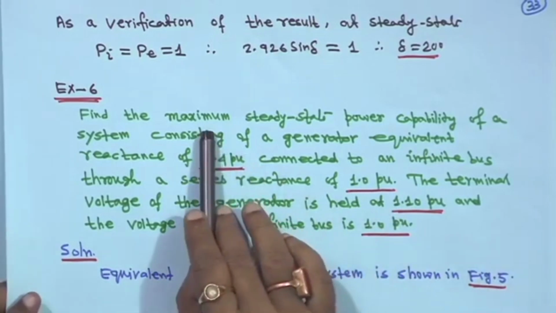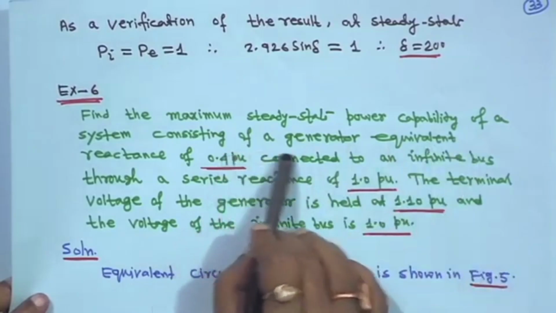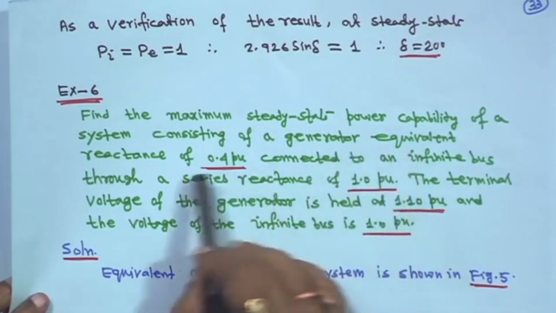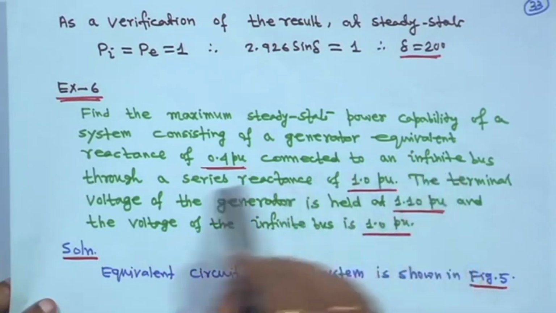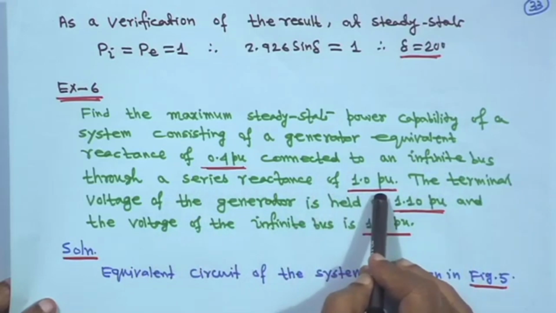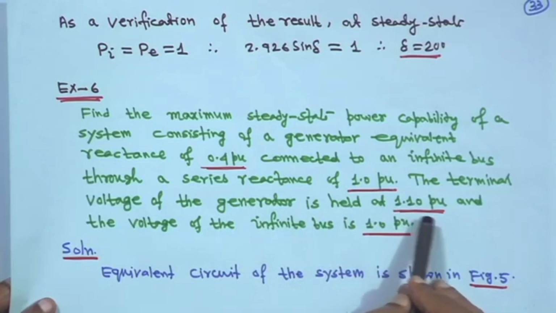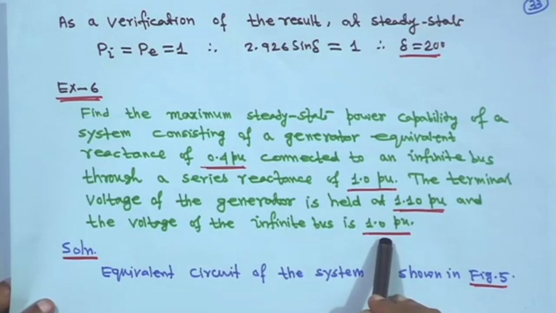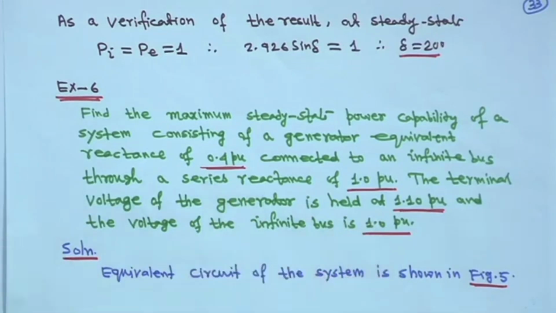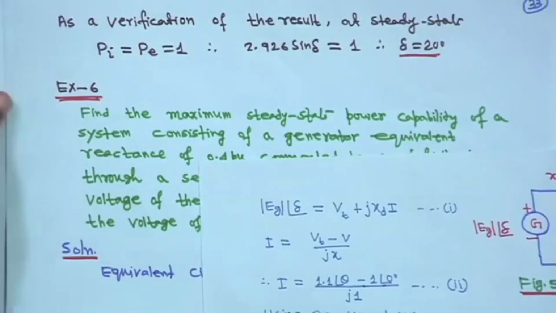it is given: find the maximum steady state power capability of a system consisting of a generator equivalent reactance of 0.4 per unit connected to an infinite bus through a series reactance of 1 per unit. The terminal voltage of the generator is held at 1.10 per unit and the voltage of the infinite bus is 1 per unit. That means, if you put all this language in the diagram, that is the equivalent circuit of the system.